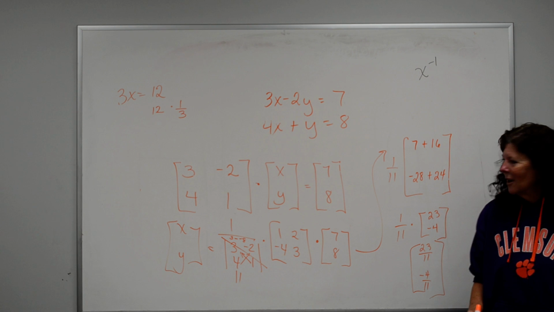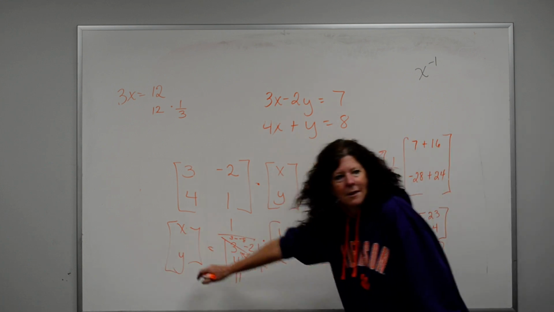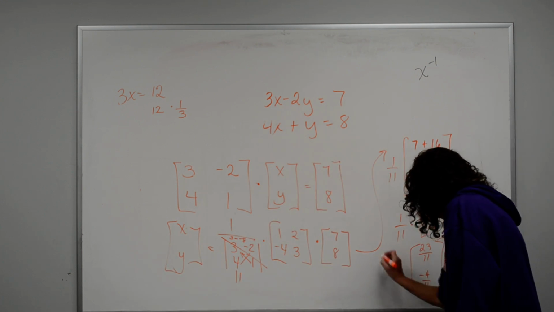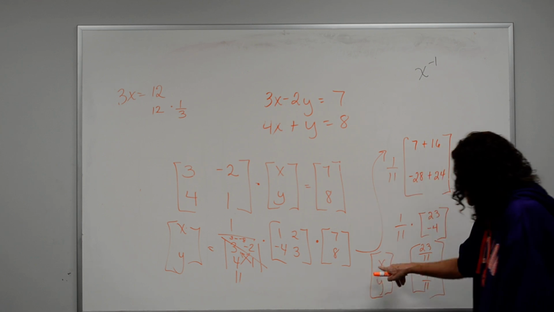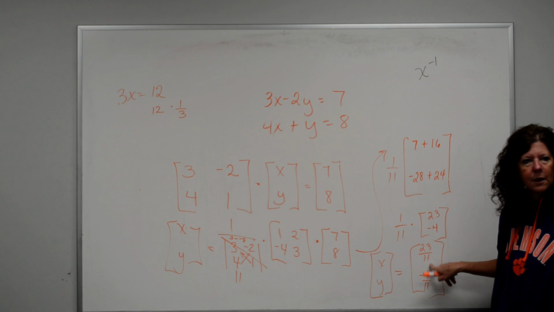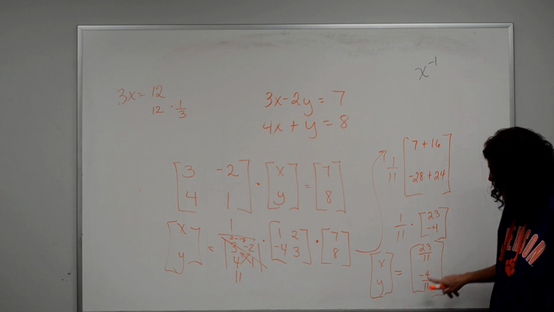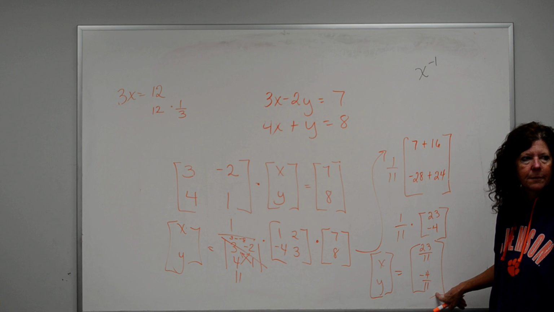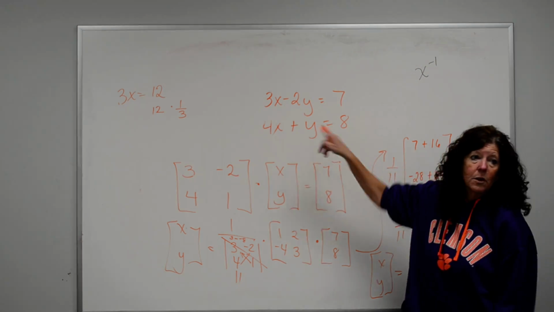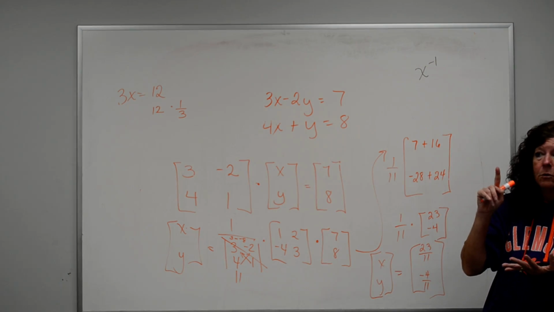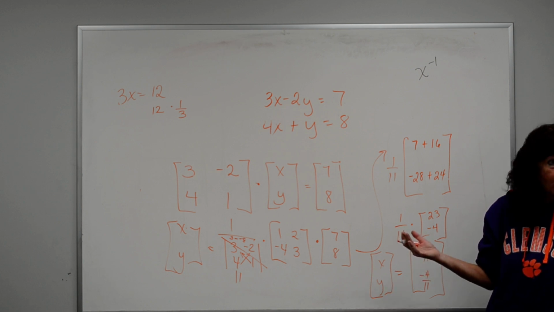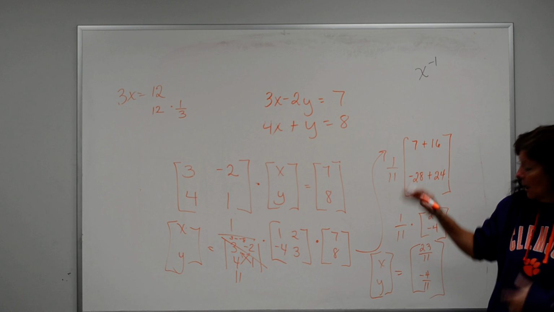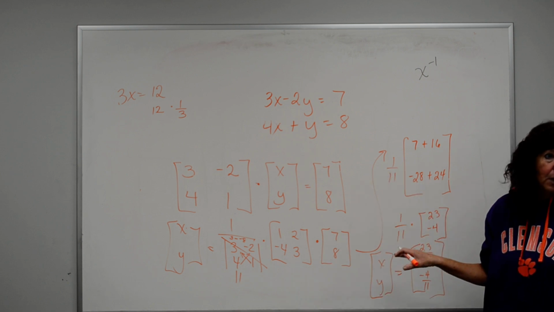What is that? Well, what do I still have left? On the other side, I still have my x and my y. So guess what? X is equal to 23/11. Y is equal to negative 4/11. Now I could have done this with elimination. I could have done it with substitution. I could have even done it with Cramer's rule. But this works this way.